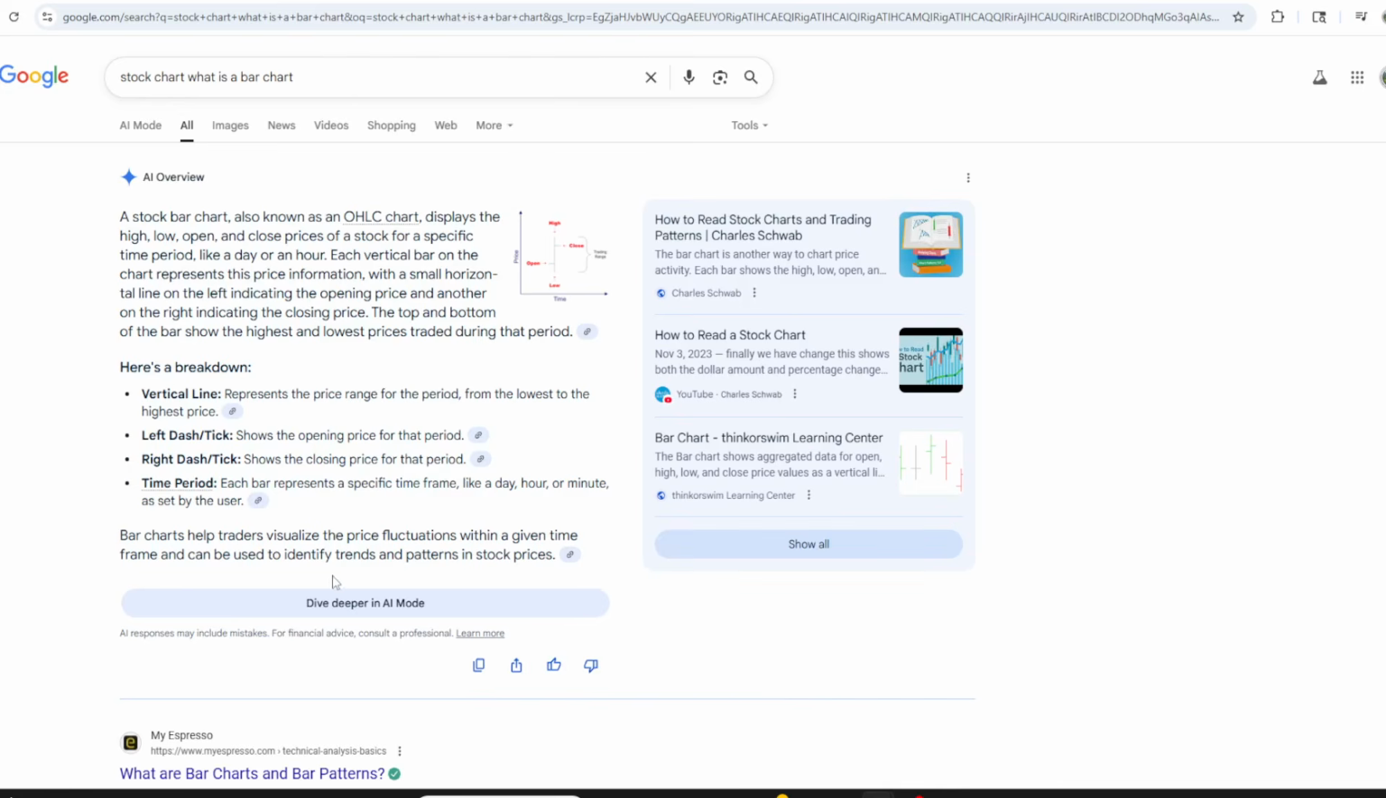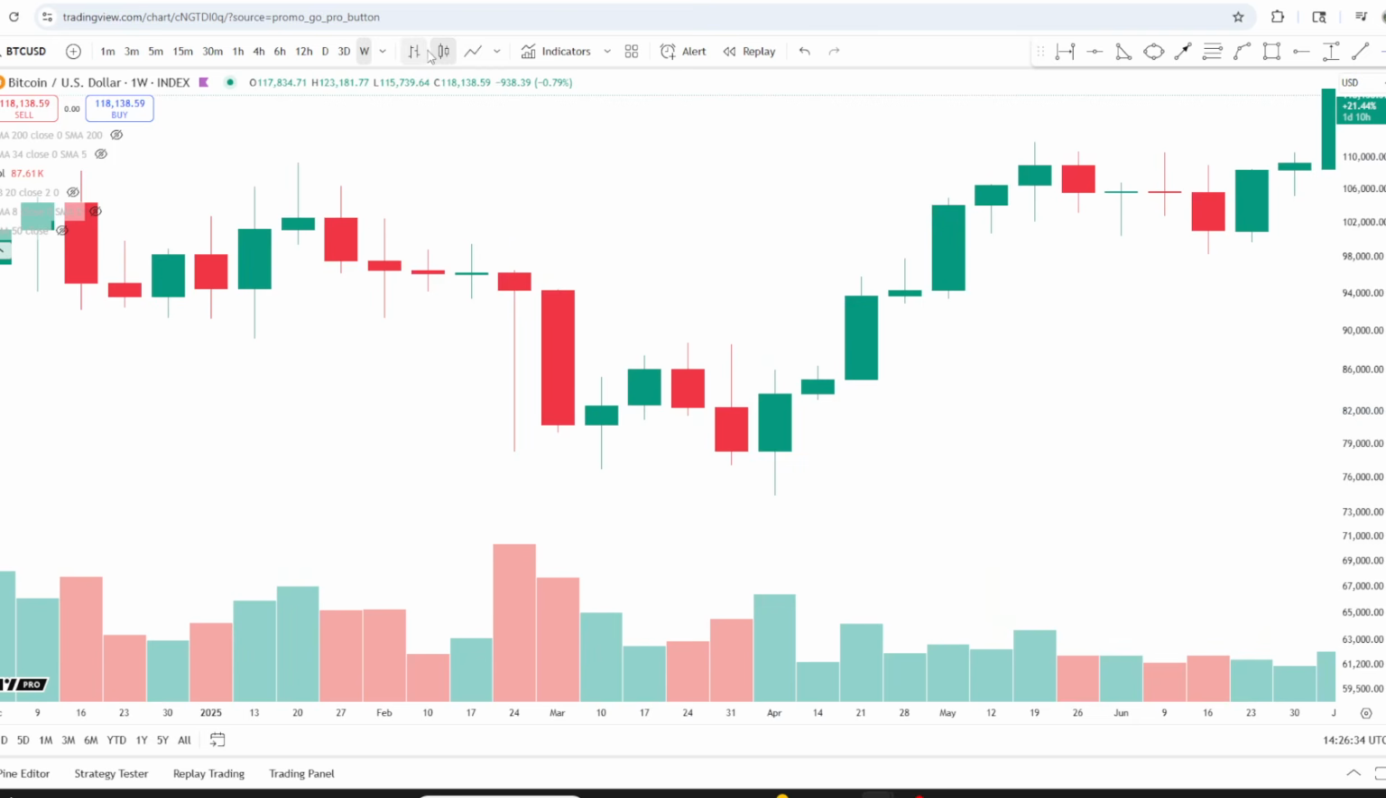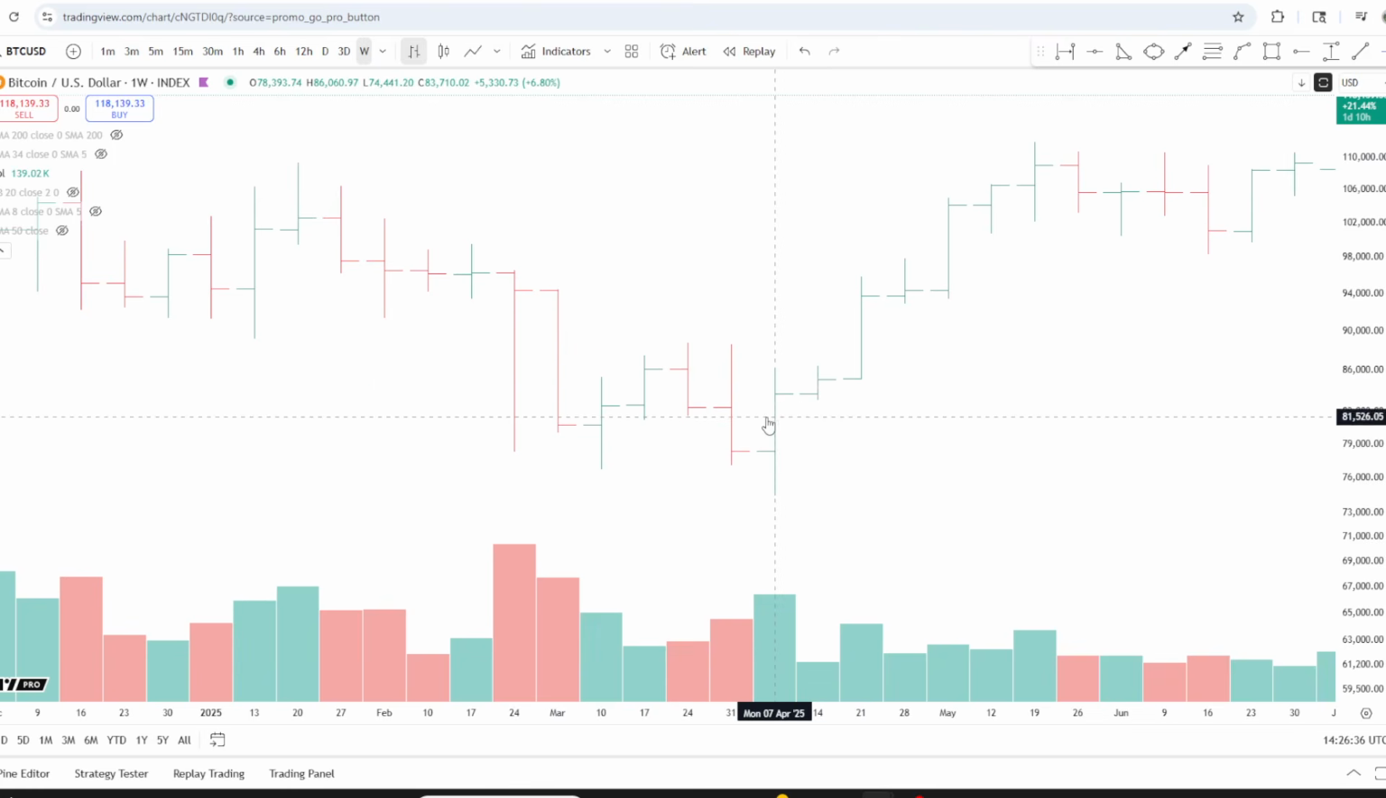Here's just a little write-up on what a bar chart is. You can pause this and read this at your leisure, of course, but you will go back to candlesticks, and then you see what the bar chart is. So it's the same information.